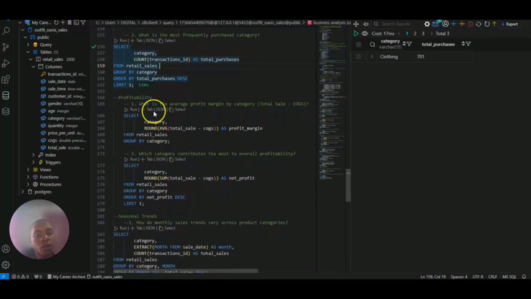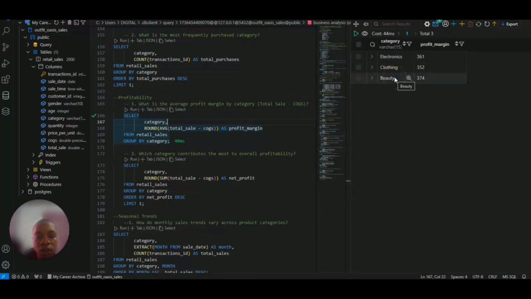The next part of the analysis was on profitability, which number one question is, what is the average profit margin by category? This is the net sales that we made based on each category. So we can see that the average profit that we made from each category is around 300 bucks. And electronics has the highest one with $361.